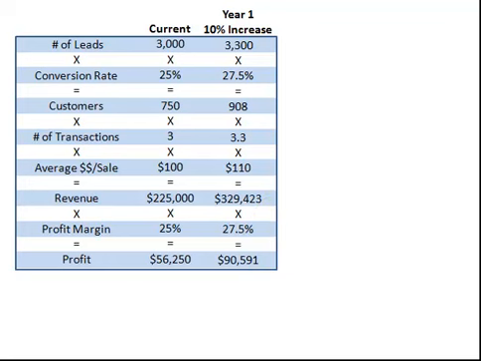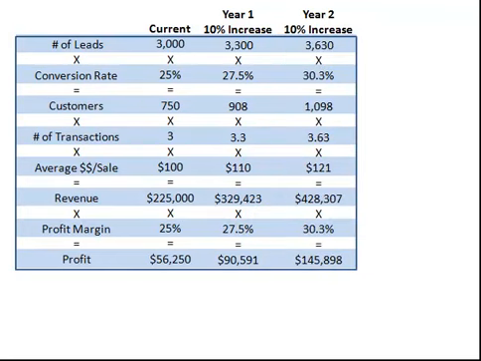Let's look at another situation. What if we carried this on for year 2? Now, year 2, again, we're having a 10% increase over the previous year. Number of leads was 3,630. Remember, we're getting better at what we're doing. Our leads are coming in better because we have more effective ads and we have more effective ways to generate leads. So now we have 3,630 leads.